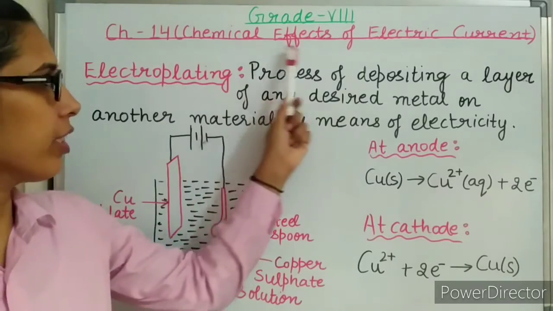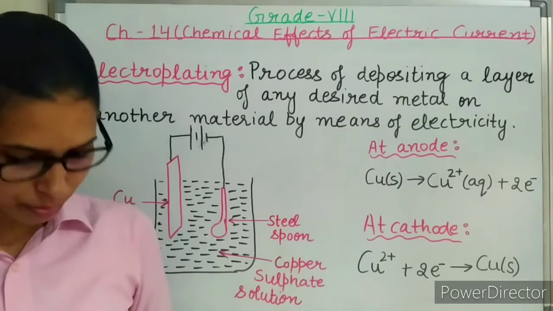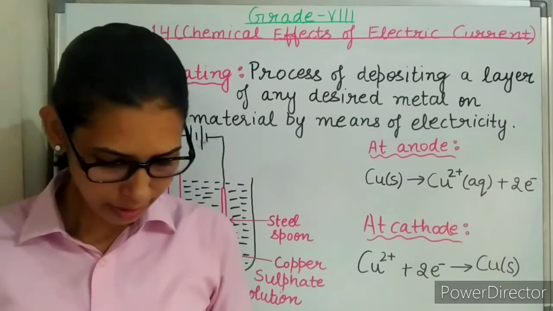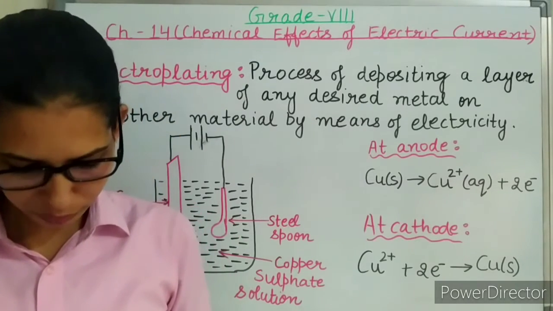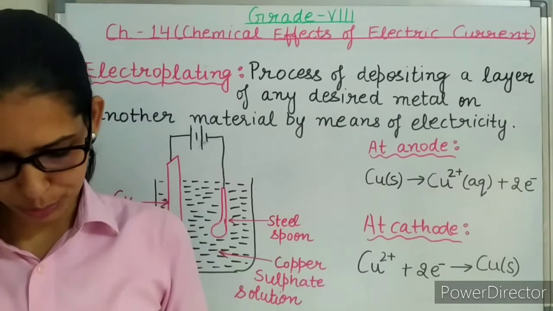Chapter 14 is chemical effects of electric current. So let's start. I'm starting with MCQs. First is, which of the following is not a conductor of electricity? Four options have been given: petrol, hot water, tap water, lemon juice.